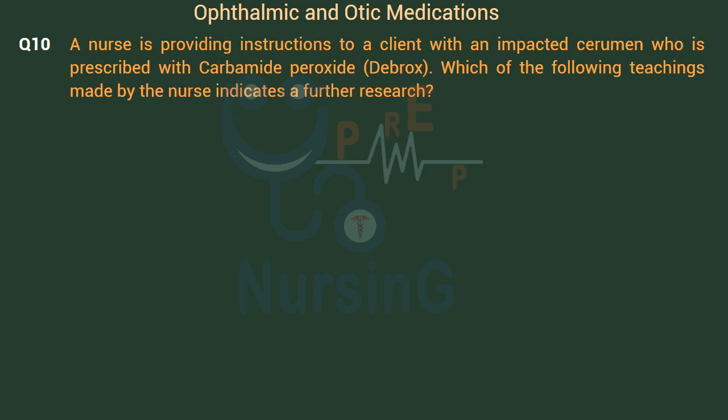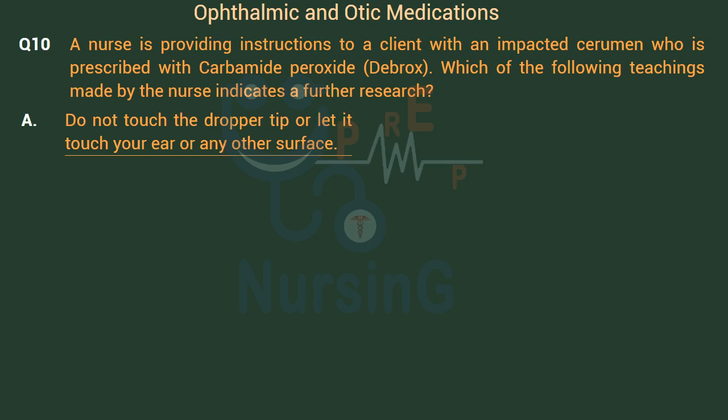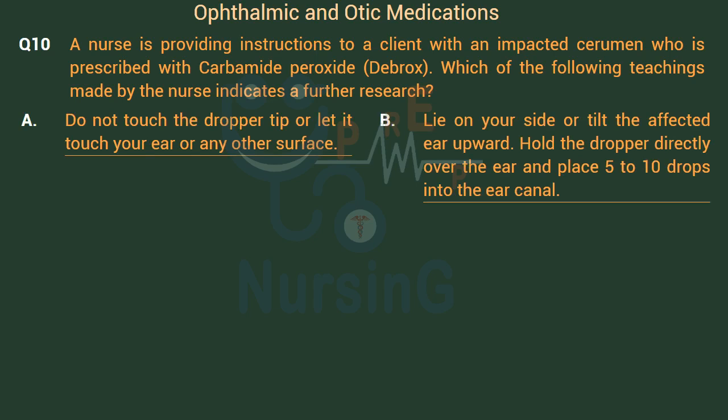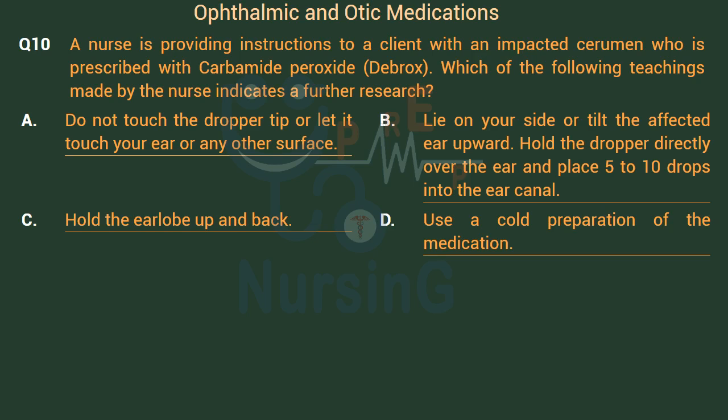A nurse is providing instructions to a client with an impacted cerumen who is prescribed carbamide peroxide, Debrox. Which of the following teachings made by the nurse indicates the need for further teaching? Option A. Do not touch the dropper tip or let it touch your ear or any other surface. Option B. Lie on your side or tilt the affected ear upward. Hold the dropper directly over the ear and place 5 to 10 drops into the ear canal. Option C. Hold the earlobe up and back. Option D. Use a cold preparation of the medication. Right answer is Option D.